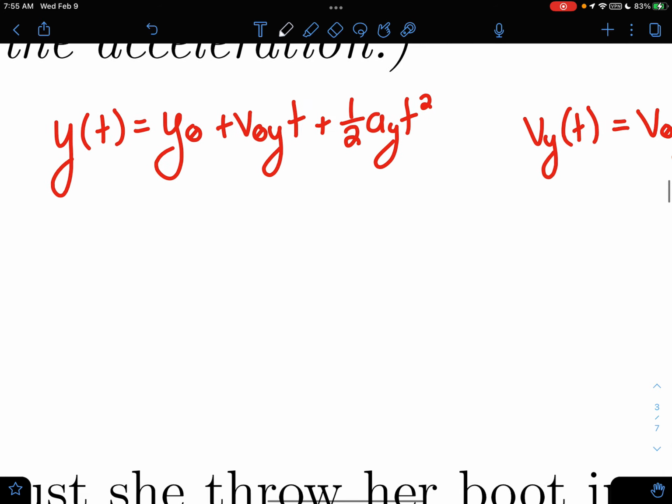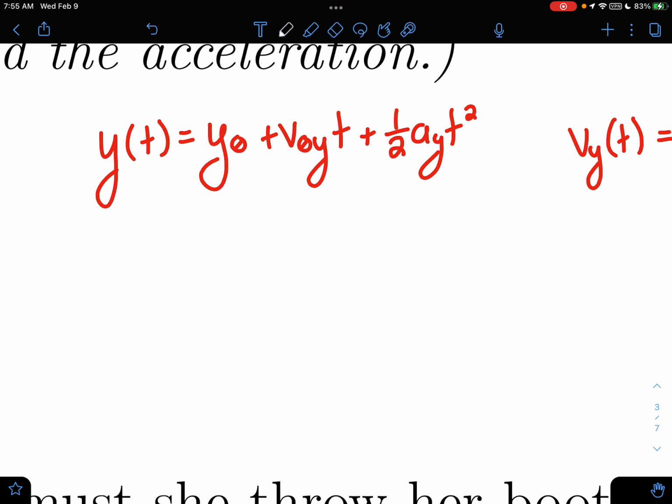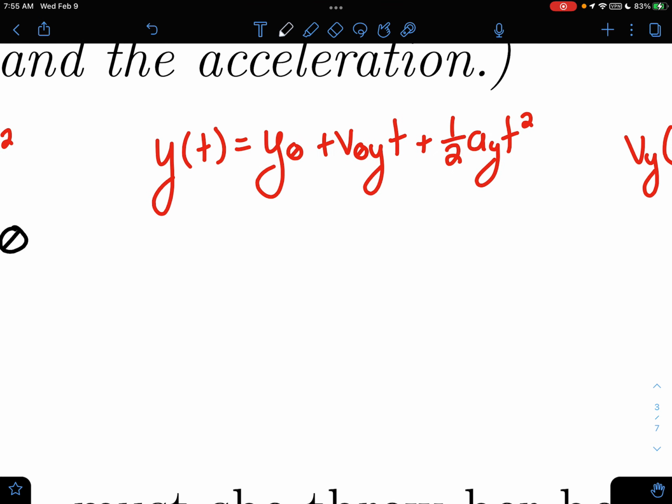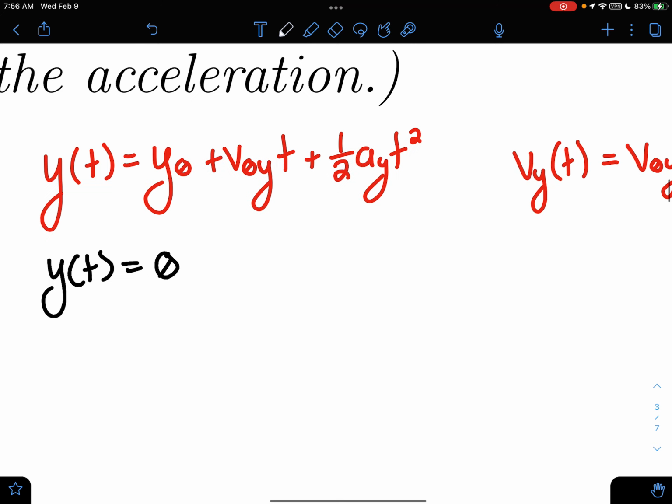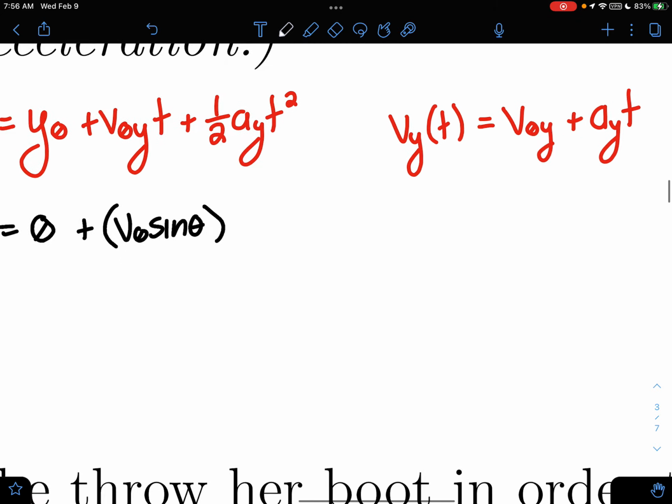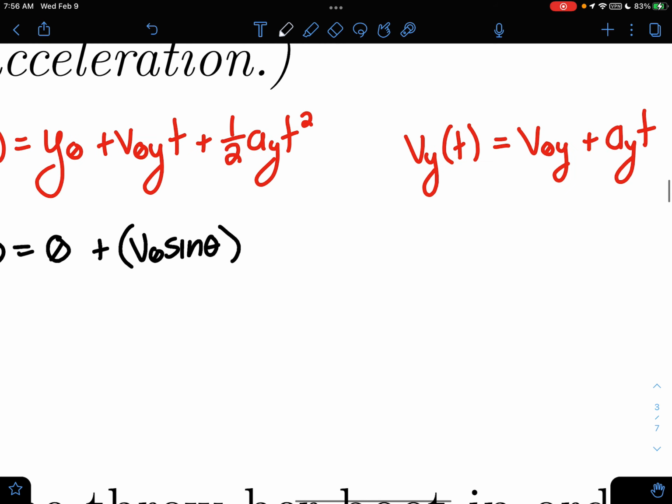Wonderful. Now we go on to what's a little bit more complicated, but it's fine. Believe me, we'll do great, right? y is a function of time. Our y naught, again, is 0, because we set that in setting our coordinate system. Plus, we said v naught y is going to be v naught sine theta. Wait, did I write that right? Yeah, it's cosine theta for x, sine theta for y for this one.